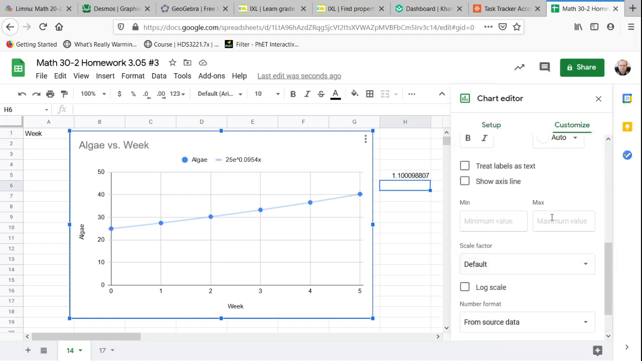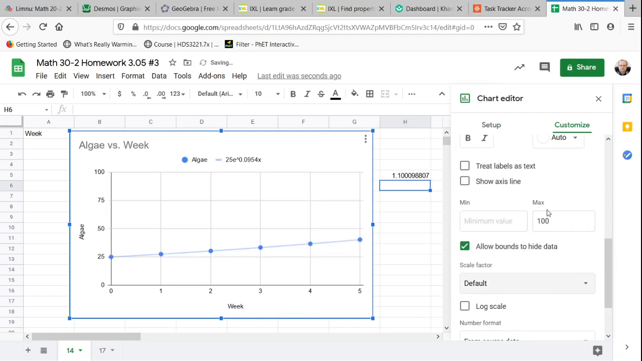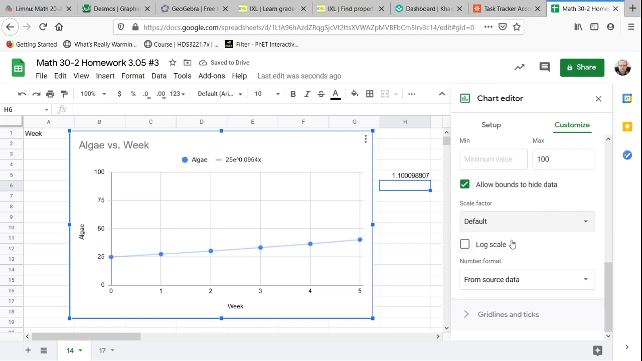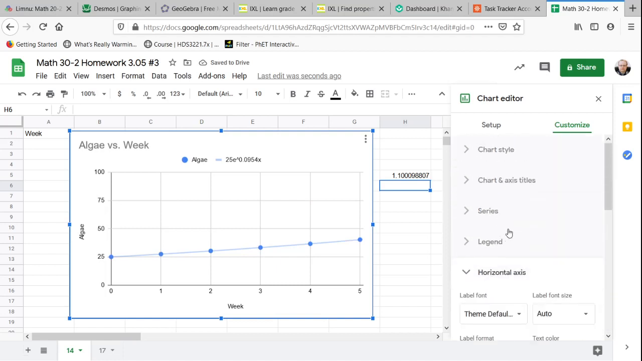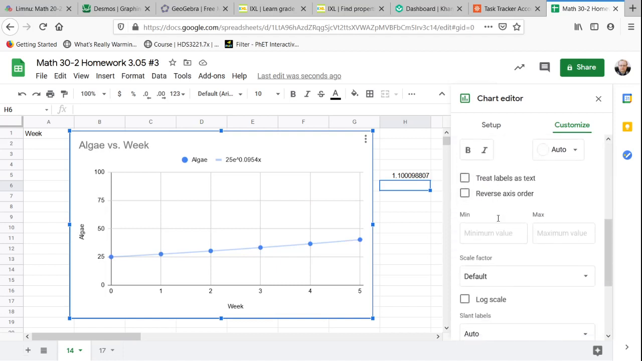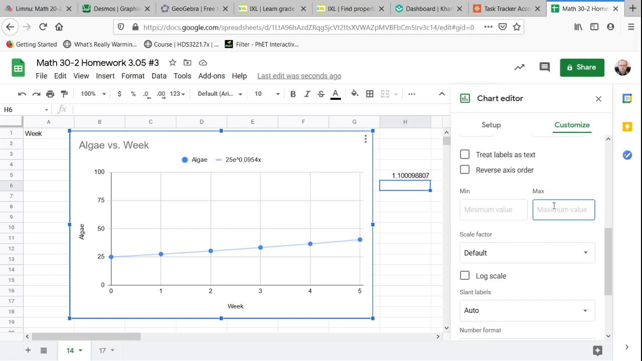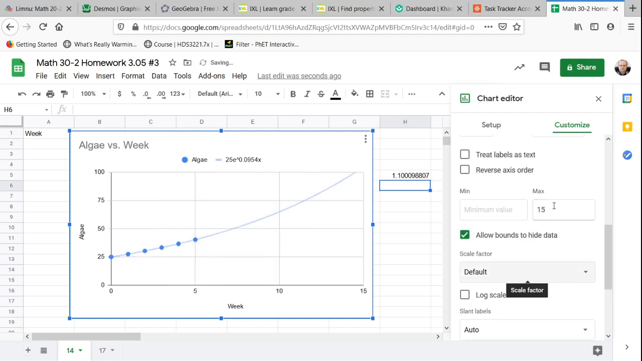Well, for that, we'll need to make sure our chart goes up to the 100% mark, so we can change our maximum. We go to our horizontal axis and we can change the maximum there. And it looks like we're somewhere in this region. It's about the 10 or 12 week region.